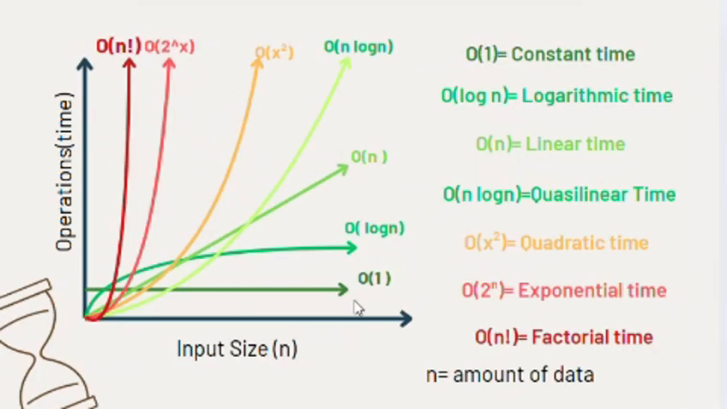So here's a graph I made up. The x-axis consists of the input size, or n, or data, and the y-axis has the operations, or the time.